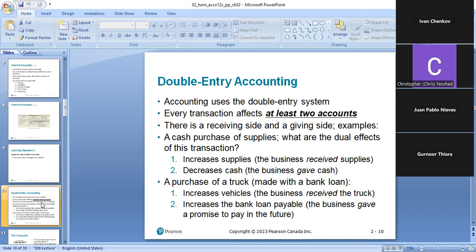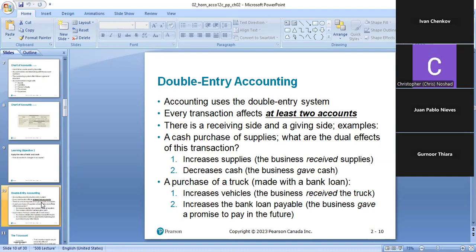Now with the cash, we're going to purchase supplies. Before we purchase the supplies, we have cash only. Once we purchase the supplies, we're going to have supplies, but we have to sacrifice some cash. So supplies are going to go up, cash is going to go down.